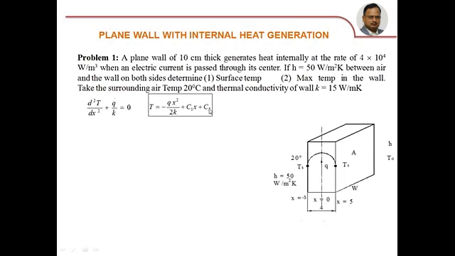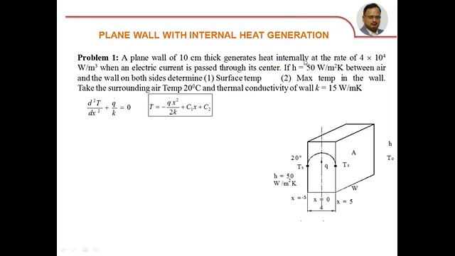Consider a plane wall of 10 centimeter thick as shown here, which generates heat internally at the rate of 4 into 10 power 4 watt per meter cube when an electric current is passed through its center. If h is equal to 2 per meter square Kelvin, determine the surface temperature and maximum temperature in the wall, and assume the thermal conductivity of the slab is 15 watts per meter Kelvin and the temperature of the surroundings is 20 degrees.